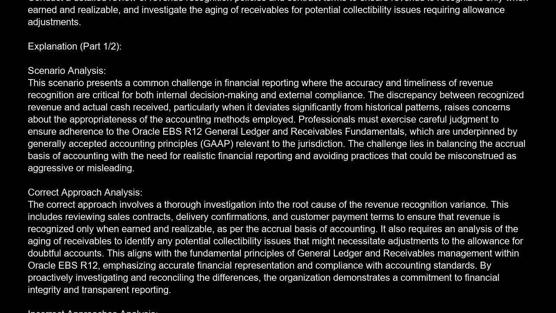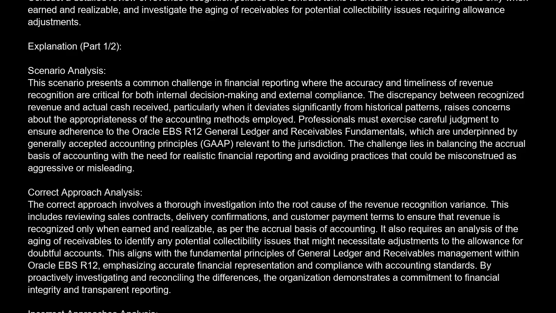Correct approach analysis. The correct approach involves a thorough investigation into the root cause of the revenue recognition variance. This includes reviewing sales contracts, delivery confirmations, and customer payment terms to ensure that revenue is recognized only when earned and realizable, as per the accrual basis of accounting. It also requires an analysis of the aging of receivables to identify any potential collectibility issues that might necessitate adjustments to the allowance for doubtful accounts.